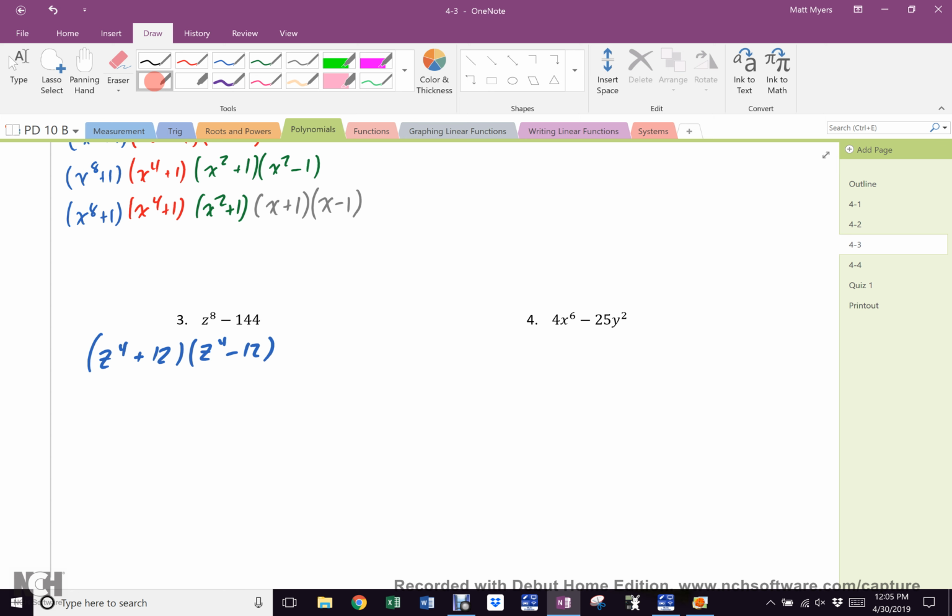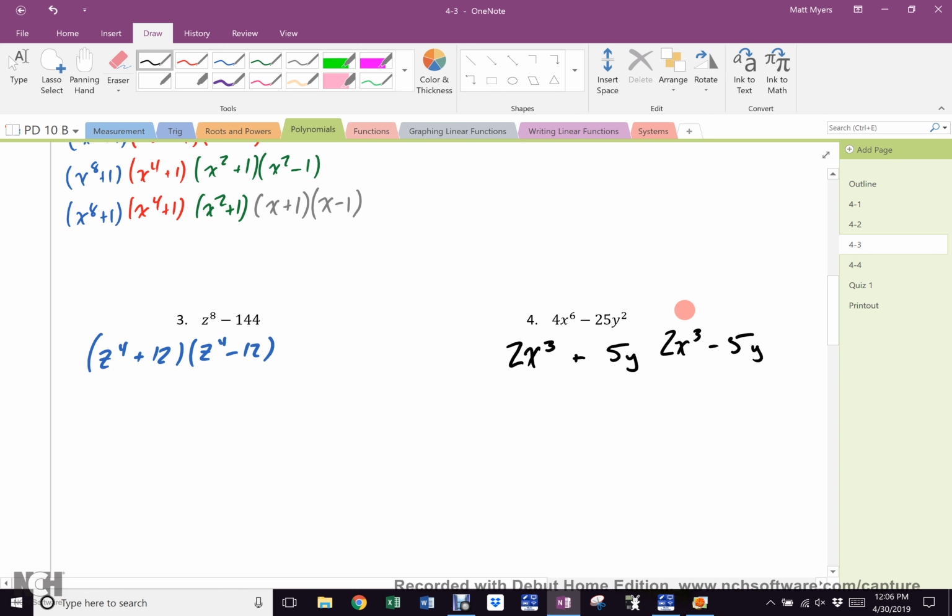What's weird about 4? There's coefficients. Blech! Right? But, again, if it was that, what would the answer be? X cubed plus 5 and x cubed minus 5, correct? Okay. What if it was that? 2 plus y and 2 minus y.